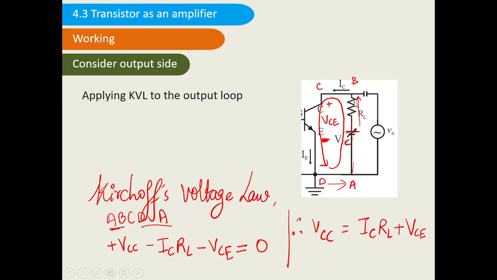Okay, so we are applying KVL, that is the Kirchhoff voltage law, to the output loop. So we'll consider the output loop ABCDA. Considering this output loop ABCDA, this is the equation we are getting: VCC is equal to IC RL plus VCE. Okay, you please pause the video. You can write the things. I'm going to the next slide, that is the input side.